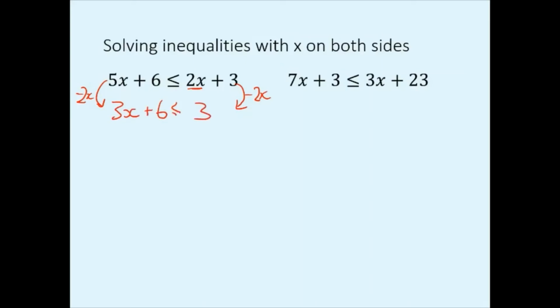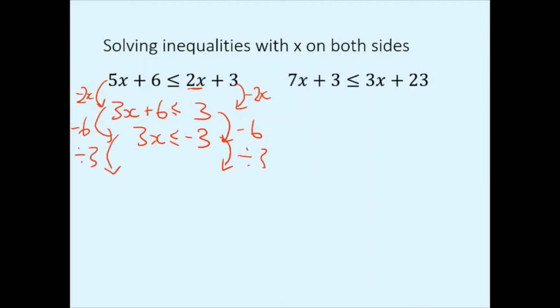Now I'm going to do what I normally do. I'm going to take away the 6, which will give me 3x is less than or equal to minus 3. And then my next step, on both sides, I'm going to divide by 3. I just realised I didn't write that in, which is a little bit naughty. There we go.